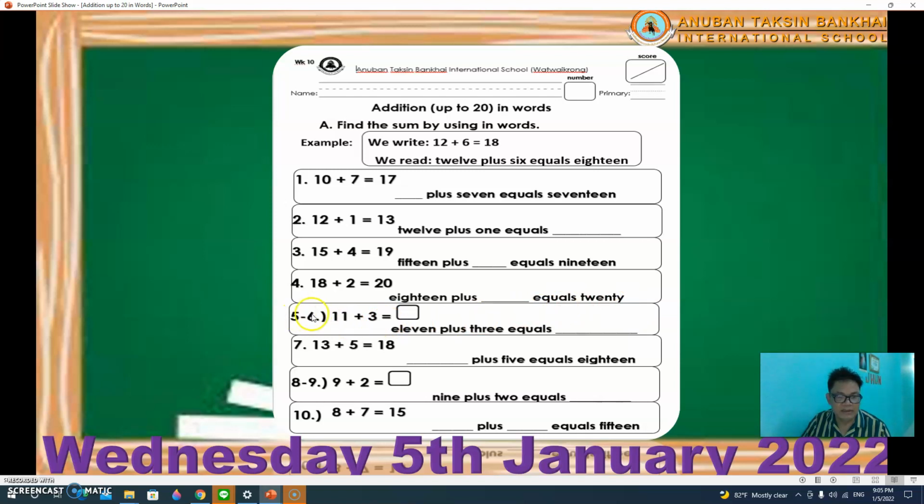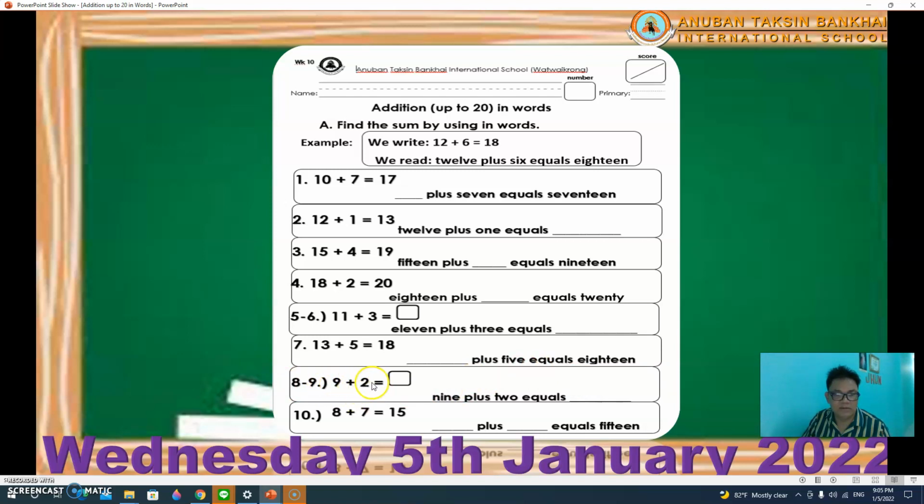Number 5 and 6, 11 plus 3 equals how many? 14, very good. So you're going to write the word fourteen, F-O-U-R-T-E-E-N. Number 7, 13 plus 5 equals 18. Thirteen, T-H-I-R-T-E-E-N. 13 plus 5 equals 18. Very good.